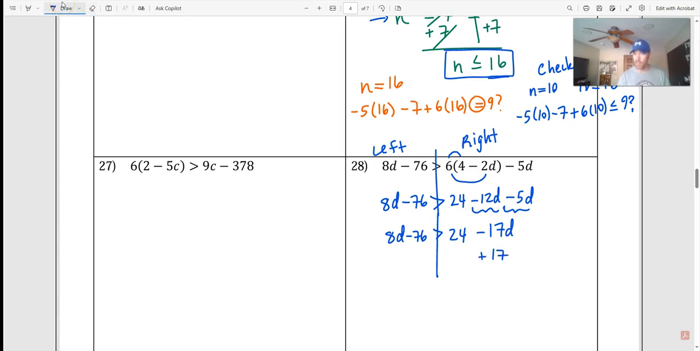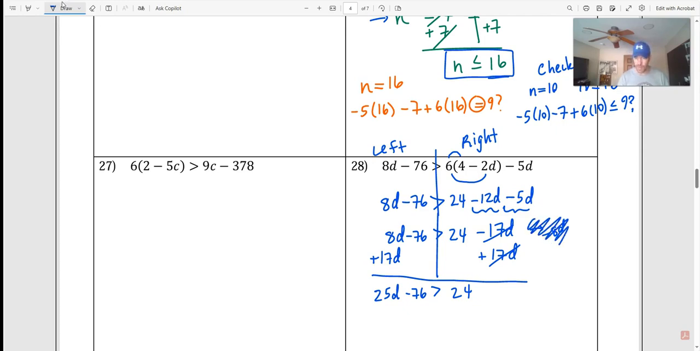And I'll mention as I do this, doing it this way, I'm going to have a positive 25d on the left. Whereas if you did it the other way, if you had subtracted 8d here, you would have gotten a negative 25d on the right. And that's not wrong, but then you got that negative, and negatives can be tricky. All right, from here, add 76.